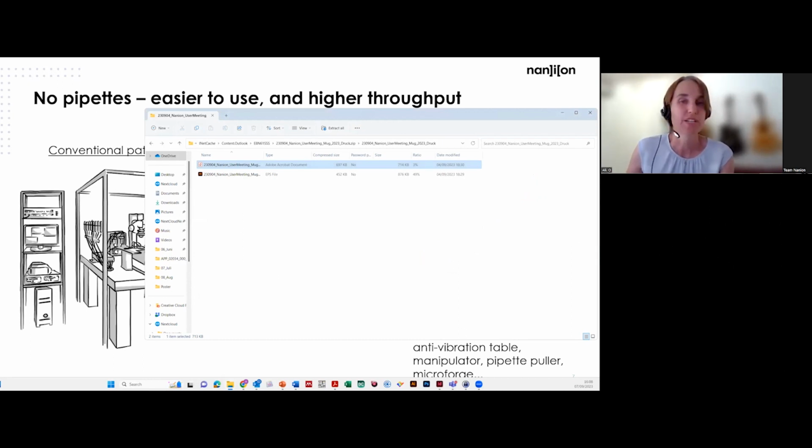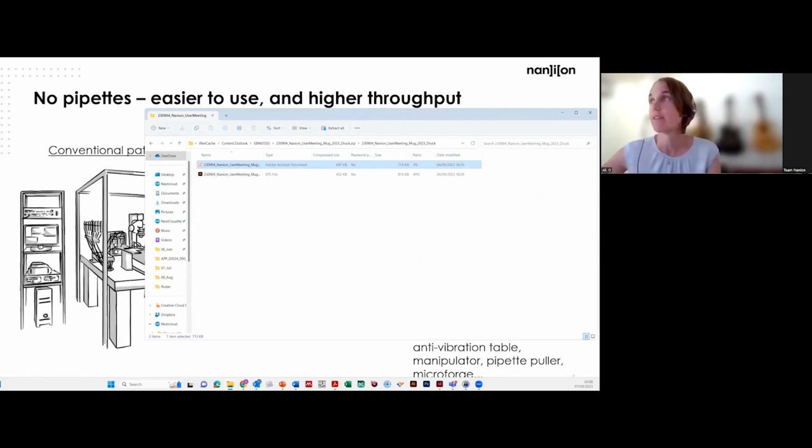Nanion's automated patch clamp instruments use a planar glass layer made of borosilicate glass. So it's the same glass that you would use to make your patch clamp electrodes from. There's a small hole in the middle, and cells in suspension are attracted to the hole using suction from underneath.